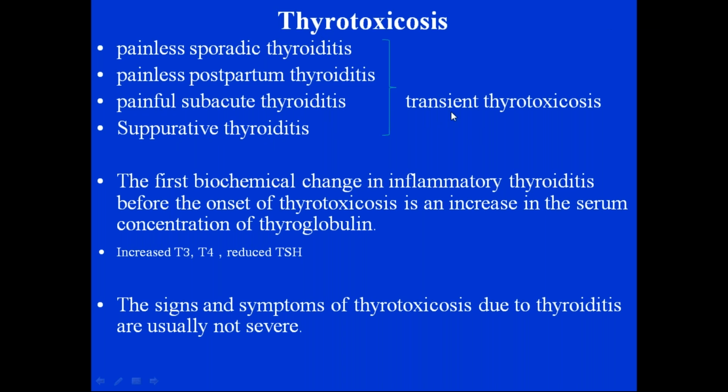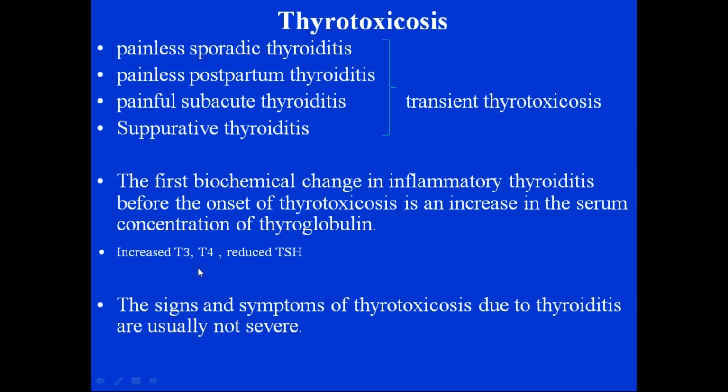So these will cause transient thyrotoxicosis. What is thyrotoxicosis? Excessive thyroid hormone. Okay. So all these conditions will cause transient thyrotoxicosis. The first biochemical change in inflammatory thyroiditis before the onset of thyrotoxicosis is an increase in the serum concentration of thyroglobulin. Thyroglobulin is a protein which carries MIT, DIT, and all the iodine into the thyroid lumen. So first, what happens when the patient has thyroiditis is there will be increased concentration of thyroglobulin, and the patient will have increased T3, T4 and reduced TSH.